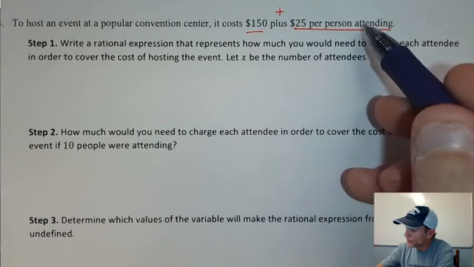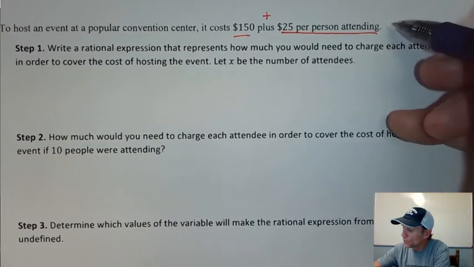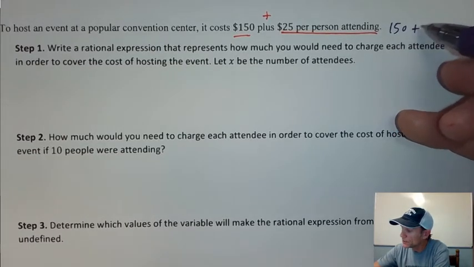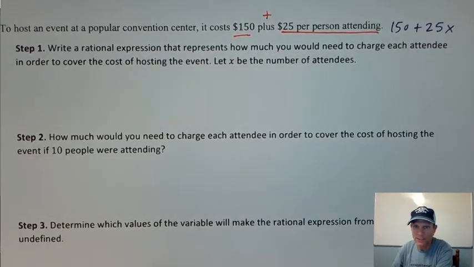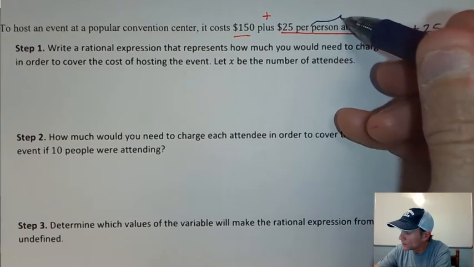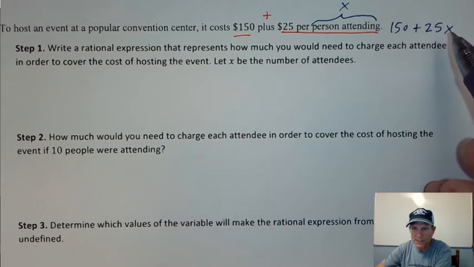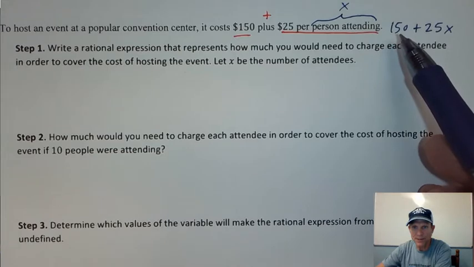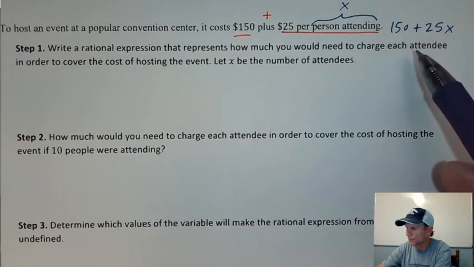So the cost to rent it would be 150 plus 25x, where x is the number of people attending. So if 10 people attended, that would be $250 plus the base fee of 150. You would have to pay $400 to rent it.